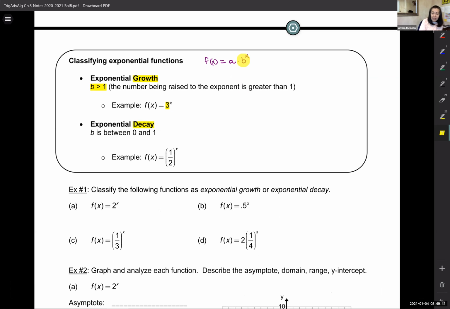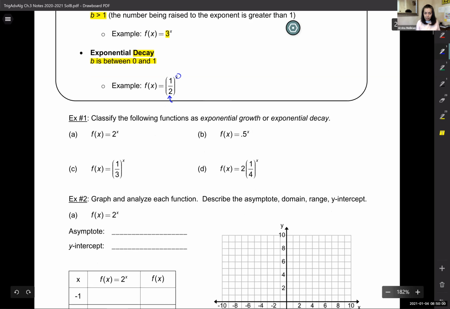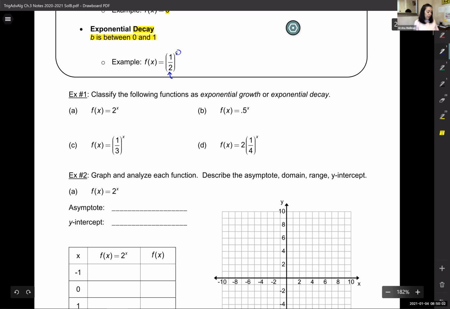Okay, well, what about decay, exponential decay? That number b has to be between 0 and 1. So take a look here. Look at that x. Who does the x belong to? It belongs to the half. Half is a number between 0 and 1, so that's decay.